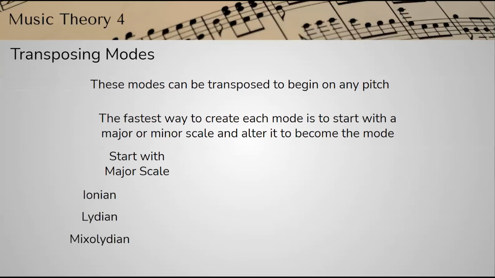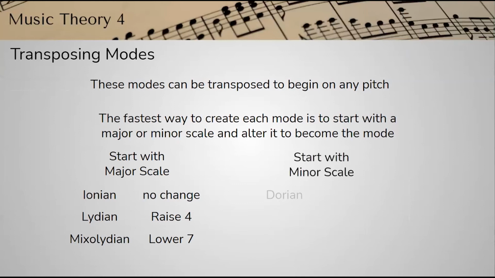And to create an Ionian scale, it's simply just write the major scale. There's no change, right? To turn major into Lydian, you simply raise the 4th degree of the scale. And to turn major into Mixolydian, you lower the 7th degree of the scale. The ones that start on the minor scale are the Dorian, the Phrygian mode, the Aeolian mode, and the Locrian mode. And to make minor into Dorian, you raise the 6th degree of the scale.